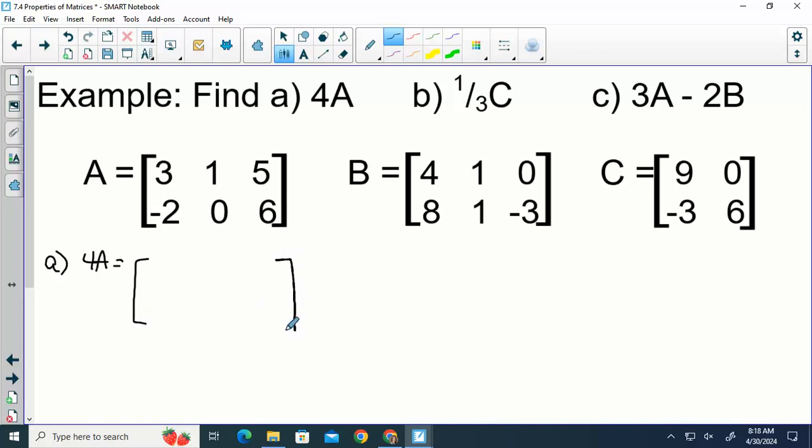So if you just had to guess, what do you think you would do? Take every number times 4. So 3 times 4, 1 times 4, 5 times 4, negative 2 times 4, 4 times 0, and 4 times 6. 4 times 0 is 0.